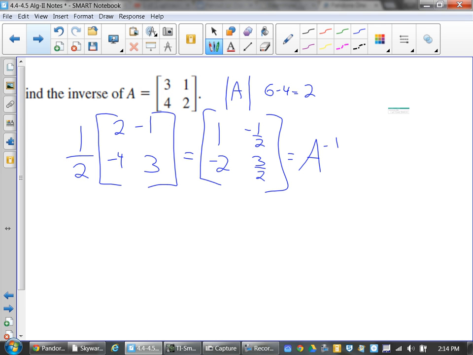It's more fun to say exchange-o change-o. This is the inverse of A is this. Like I said, the usefulness of this is to be able to solve this. Yes, ma'am. Do you care if we use decimals or fractions? I would prefer the fractions.